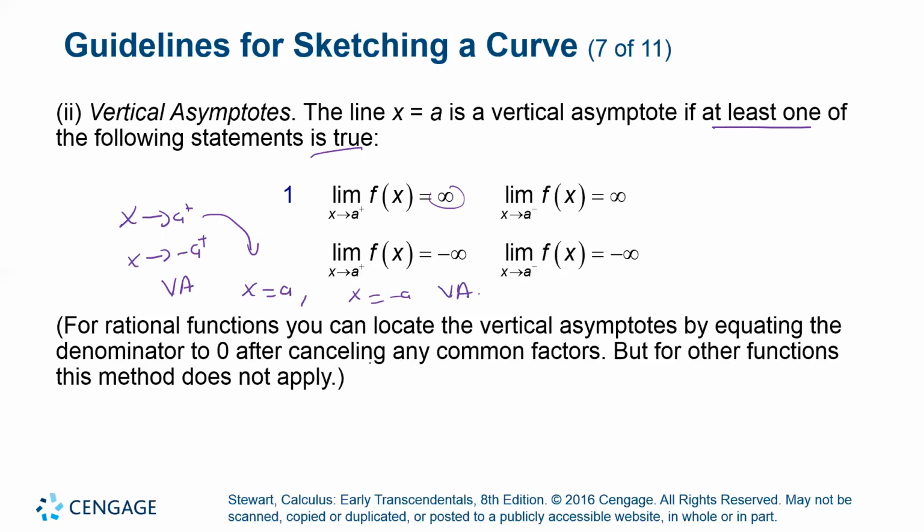Now for rational functions, you can set the denominator to 0 and find the values, and those will be the vertical asymptotes. Equate the denominator to 0, and after you have factored it, cancel all the common factors there. So we have vertical asymptotes and then horizontal asymptotes.